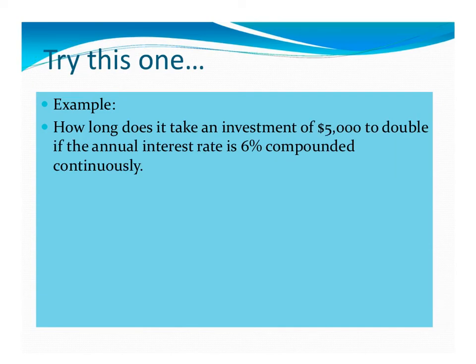Alrighty, we have a similar problem here. How long does it take for an investment of $5,000 to double if the annual interest rate is 6% compounded continuously? Well, this time we're actually given a dollar amount. Feel free to pause this at any time and try it on your own. If I'm given $5,000, I'm starting with $5,000, right? And I'm compounded continuously, so e raised to the 0.06 times t. I don't know what t is going to be. Well, what's my investment going to be if I double that? Well, it's going to be 10,000.